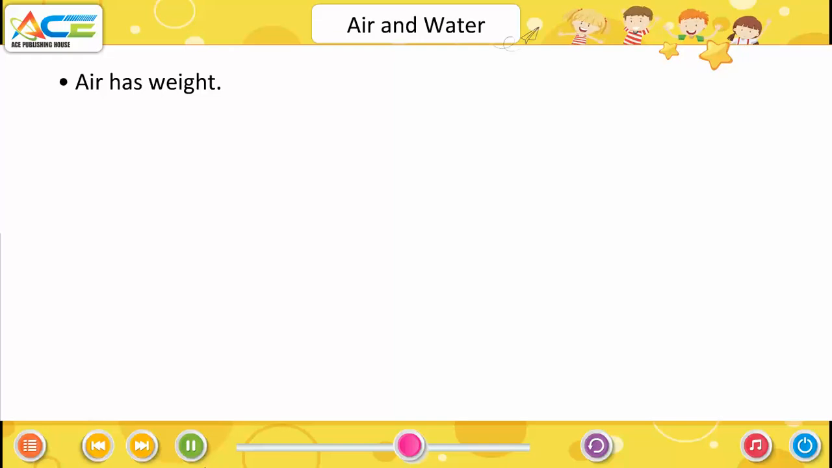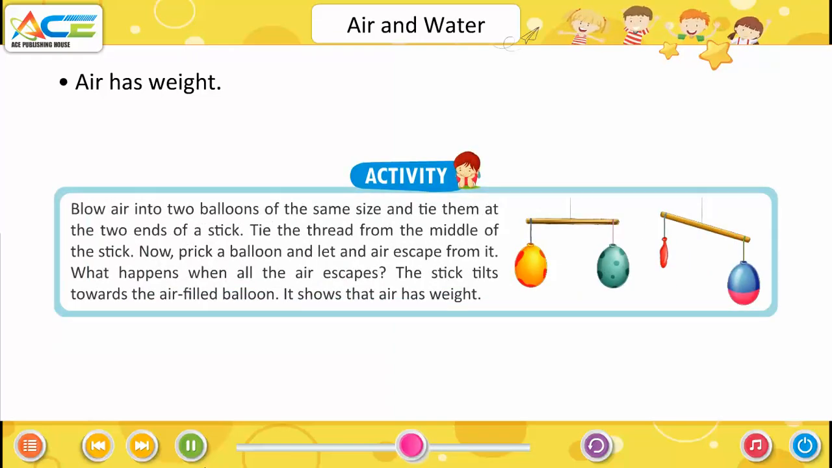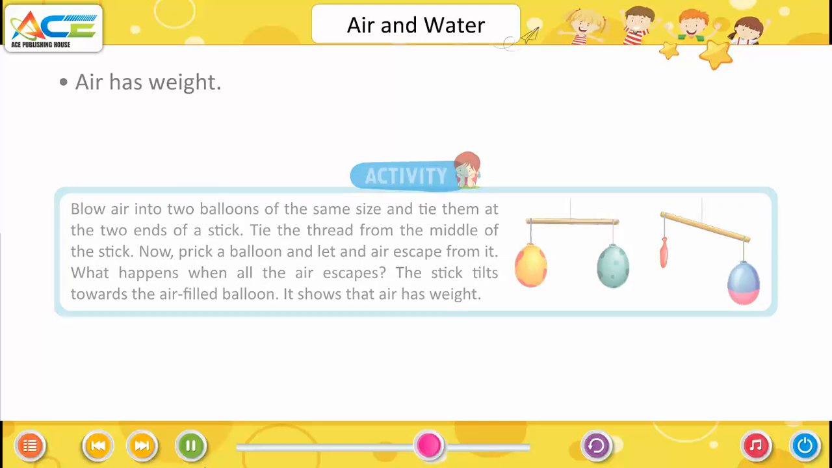Air has weight. Activity. Blow air into 2 balloons of the same size and tie them at the 2 ends of a stick. Tie the thread from the middle of the stick. Now prick a balloon and let air escape from it. What happens when all the air escapes? The stick tilts towards the air-filled balloon. It shows that air has weight.